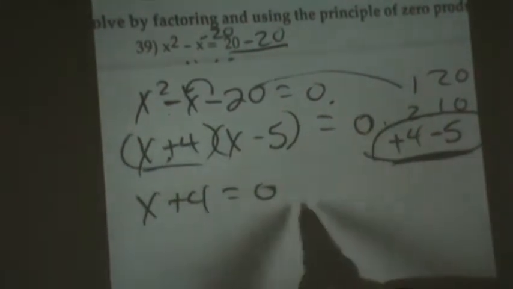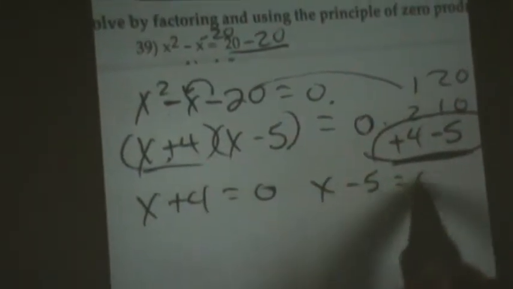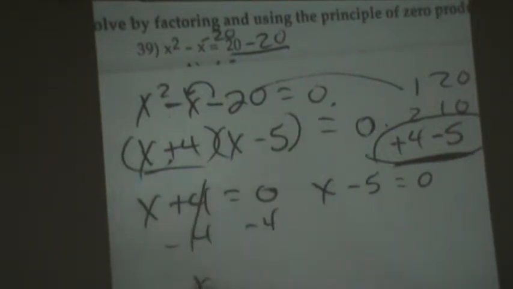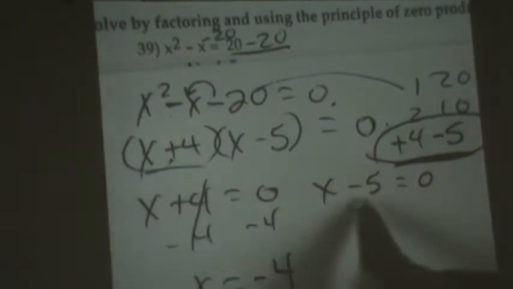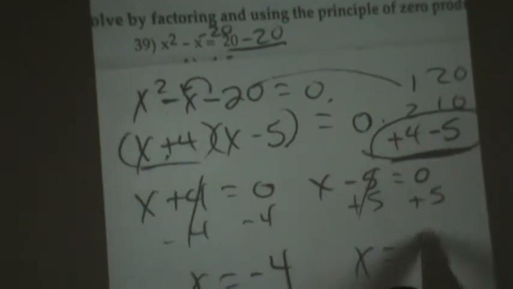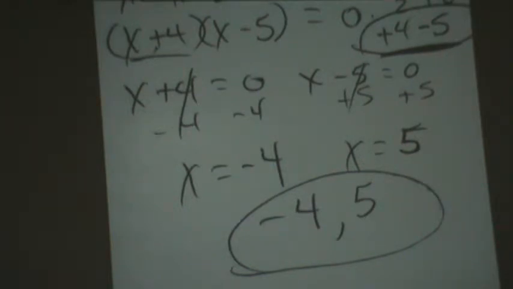This factor equal to 0 and the other factor equal to 0. Solve. X is negative 4 and positive 5. So negative 4 and positive 5. So you have to factor and put it equal to 0.